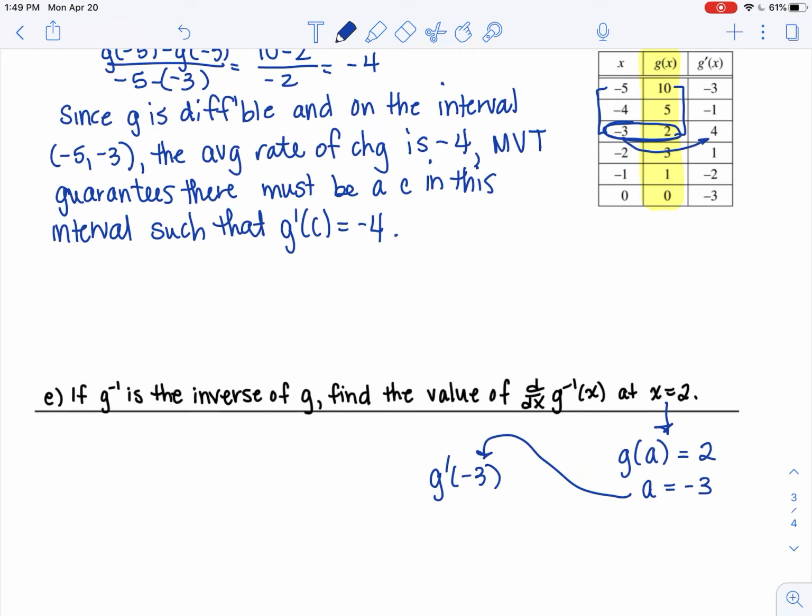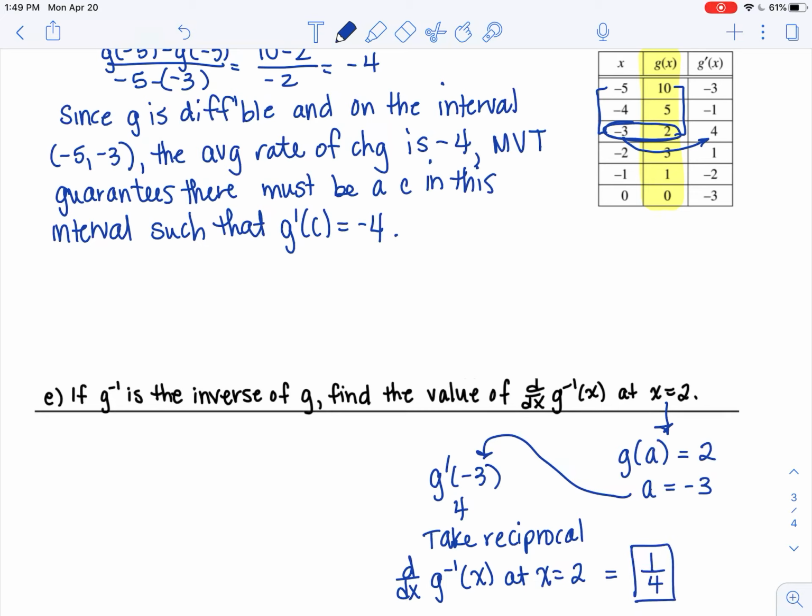If I go back to my table, G prime of -3 comes out to be 4. And then the very last thing is that you take the reciprocal. So your final answer is that the derivative of G inverse of x at x equals 2 would be equal to 1/4. Again, I have no idea if you're going to see something like that pop up, but just in case, while we were going over derivative rules, I thought I'd recap it.